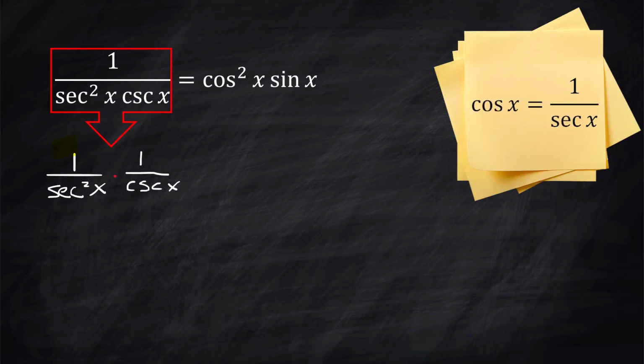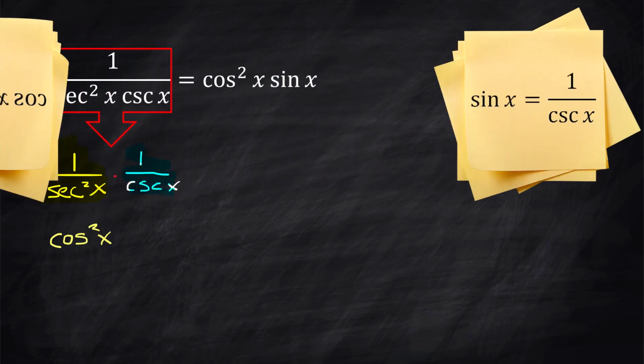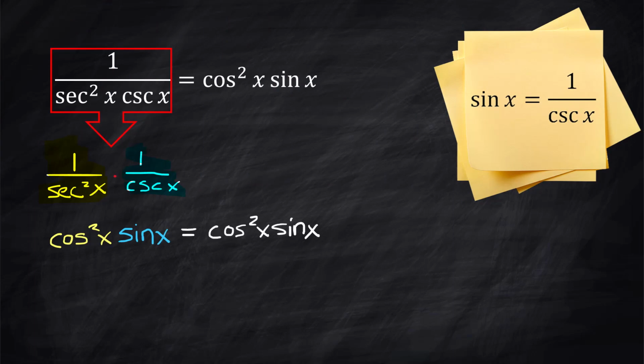1 over secant x is actually defined as cosine. So 1 over secant squared x is just cosine squared x. And 1 over cosecant x is actually sine x, and we're done.